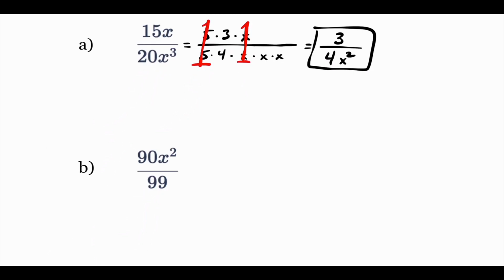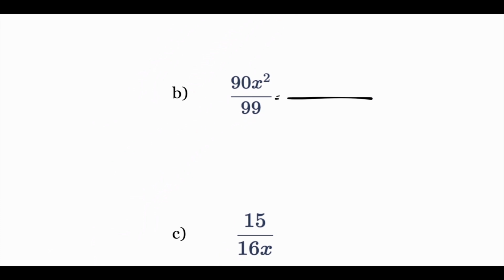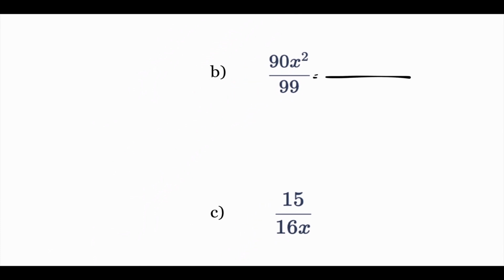Okay. Letter B. What do they have in common? What do 90 and 99 have in common? 9. A lot of you can see that. Some of you can't. I understand that. Some of you are like, Mr. Flores, I don't know what goes into both. That's fine. If you don't know what goes into both, I have a step for you.